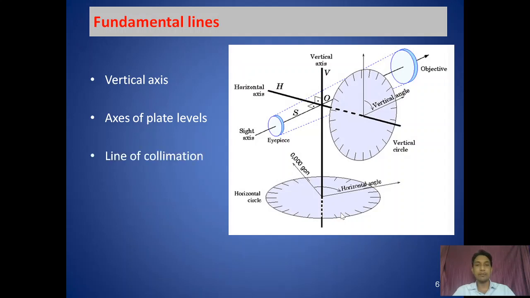Then the line of collimation. You can see here this line of sight is the line of collimation passing through the center of eyepiece, center of telescope, center of object glass and its continuation. This is known as line of sight.